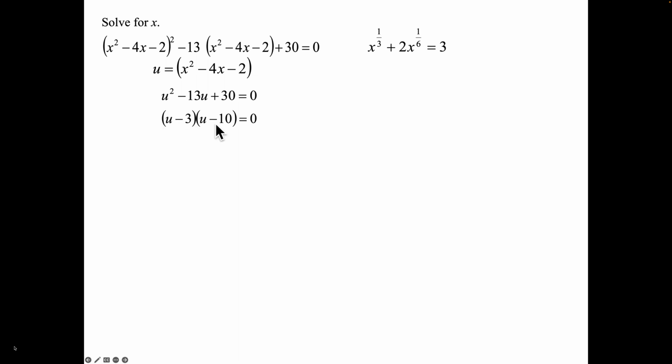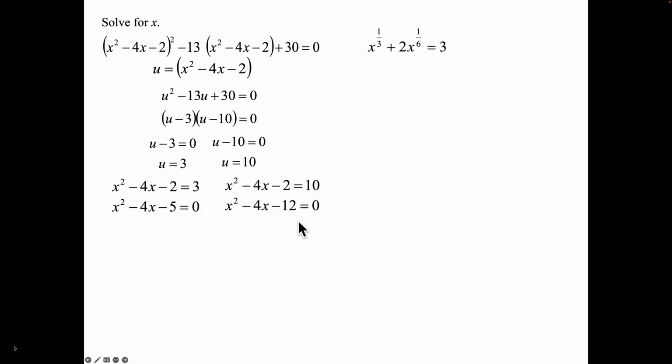All right, so we'll solve this for u. Add over the 3, add over the 10. All right, solve for x. We got to bring down that ugly trinomial, x squared minus 4x minus 2. Holy cow, I hope these are going to be factorable. Subtract over the 3, that'll be minus 5. Subtract over the 10, that'll be minus 12.